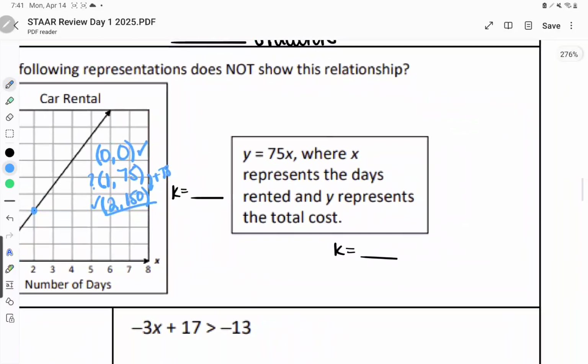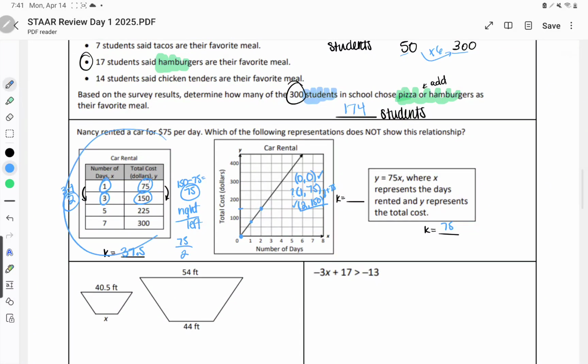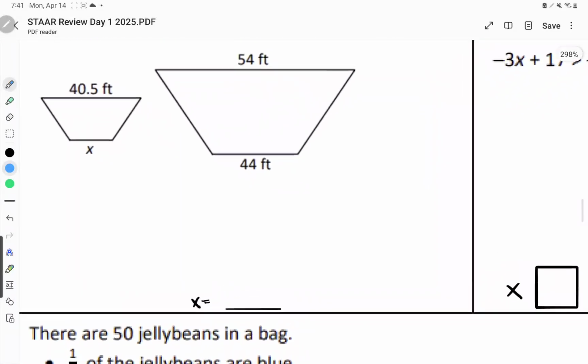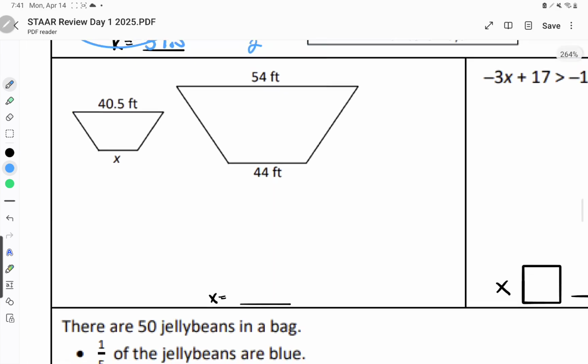And then this one, it says y equals 75x. So there's your 75 right here. So it asks which one does not show this relationship. That would be the table. All right, right here we have a missing side. What do we do when we have a missing side? We set up a proportion.